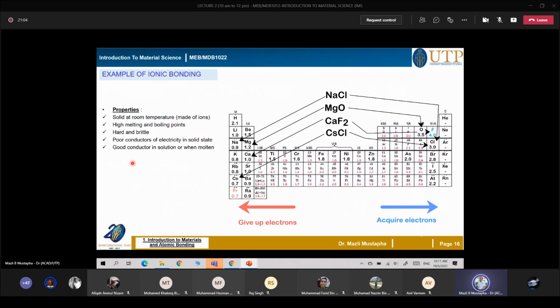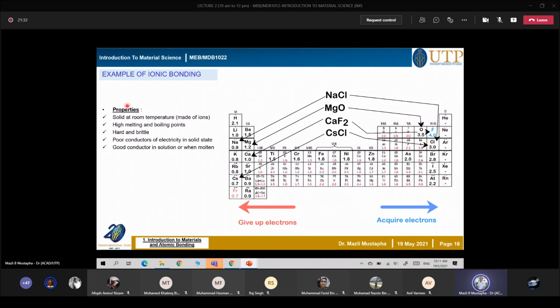Examples of ionic bonding: let's say sodium chloride, magnesium oxide. These are all examples of ionic bonding. As I mentioned, there are electropositive elements, which are metals, and electronegative elements, which are the non-metals. This side is the one that gives up or donates electrons, and this side is the one that receives the electrons.